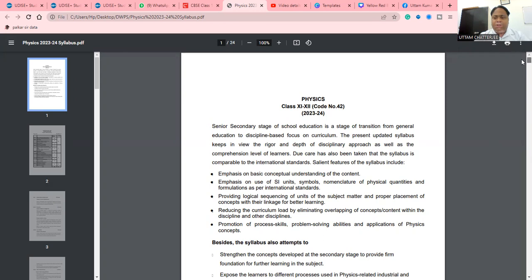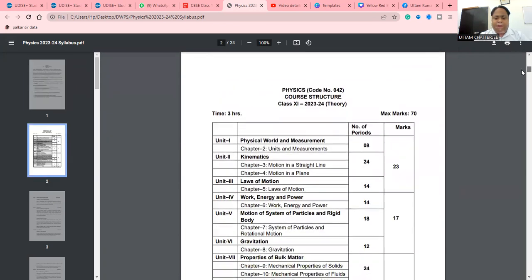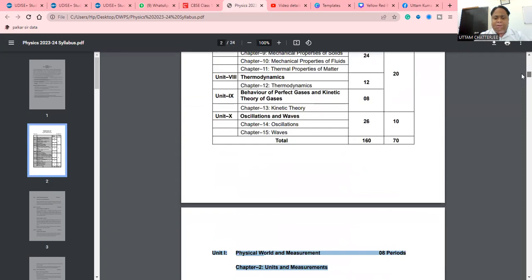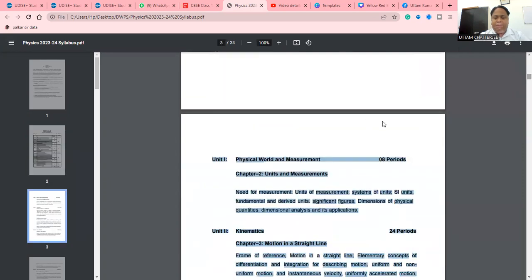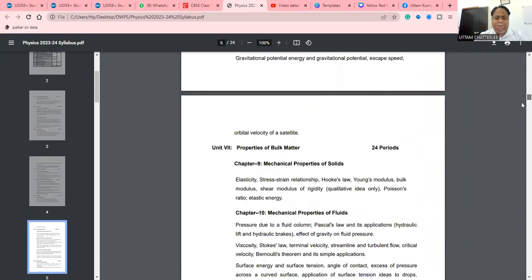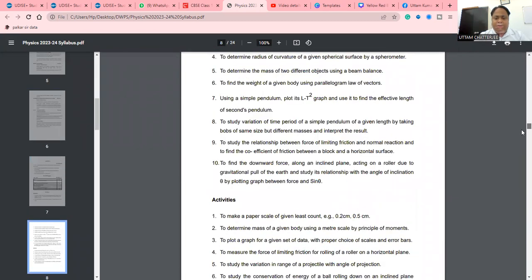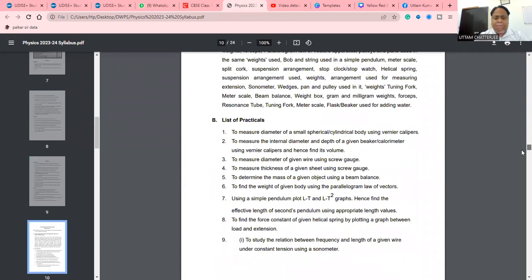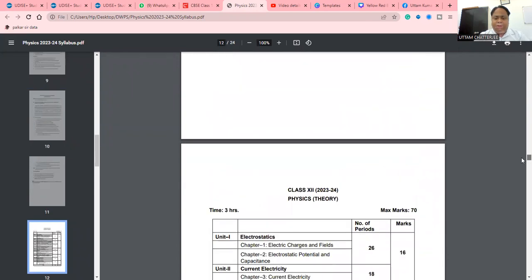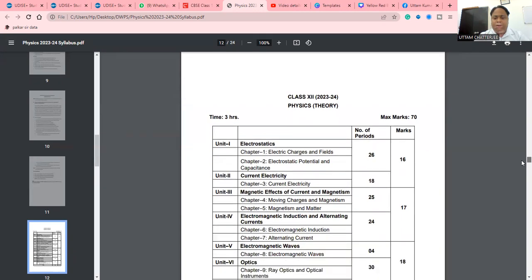This time there is no reduction of topics. In previous sessions, there were certain disturbances and delays in result publishing, so the syllabus was reduced, but this time the syllabus is not reduced. It is a full syllabus now, and in this syllabus sheet, both class 11th and 12th syllabus is mentioned. So I'll just come to the class 12th one.